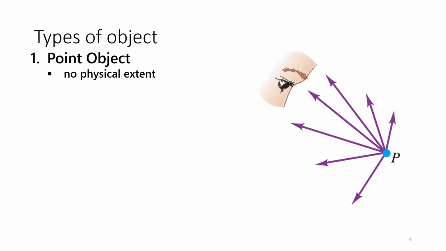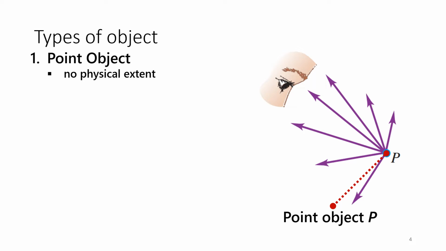Point objects have no physical extent. They're similar to the simplifications we've made so far to pretty much anything that has mass in mechanics. These point objects would emanate light rays radially, which indicates that we can see these things at all angles given that there are no obstacles. So that's what you can see on the right.